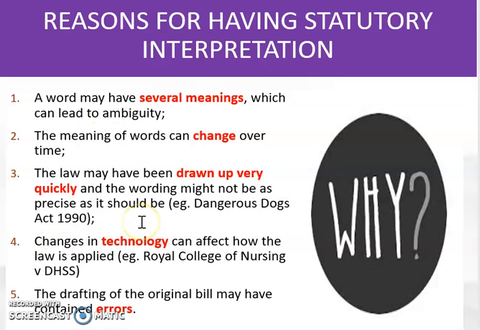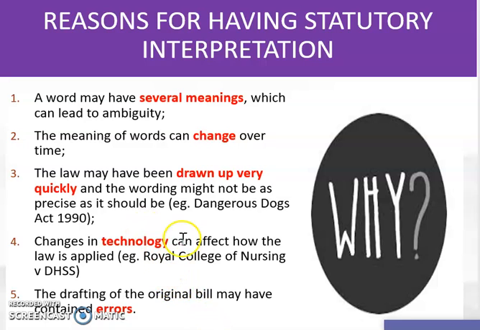Reason 3, why we need statutory interpretation. The law may have been drawn up very quickly, therefore the wording might not have been as precise as we would have liked it. The Dangerous Dogs Act is a lovely example of this because this was a piece of legislation that was a knee-jerk reaction to a spate of attacks by dogs that were happening at that time. And this piece of law was actually passed in one night. And as a result, it's not written brilliantly, and therefore, it can lead to ambiguity in application.